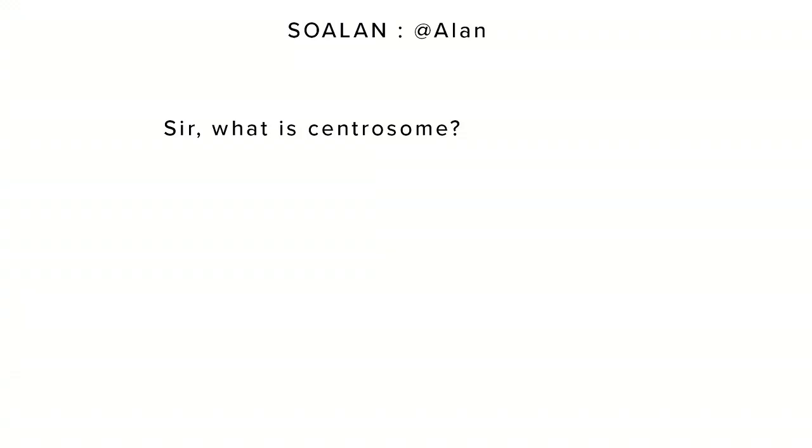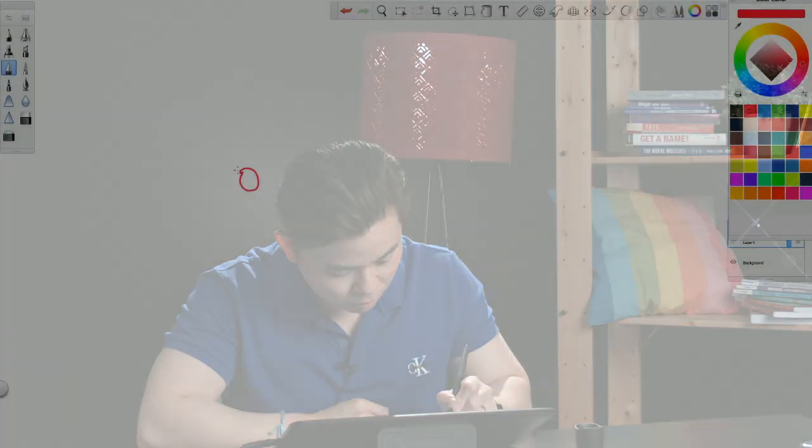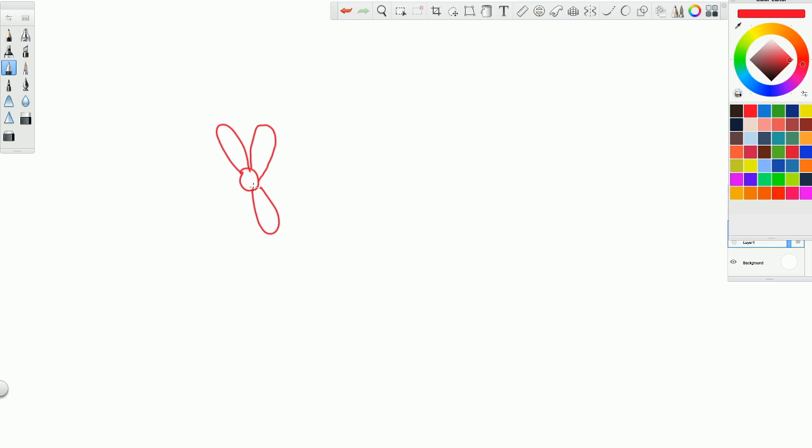Okay, next one from this student called Alan. What is centrosome? We have the centromere in the syllabus, we have the centriole in the syllabus. This one, centrosome, I don't think is in our syllabus. If they ask about the centromere, then it's about the chromosome part, chapter 5, form 4. The middle part of the chromosome is called the centromere.